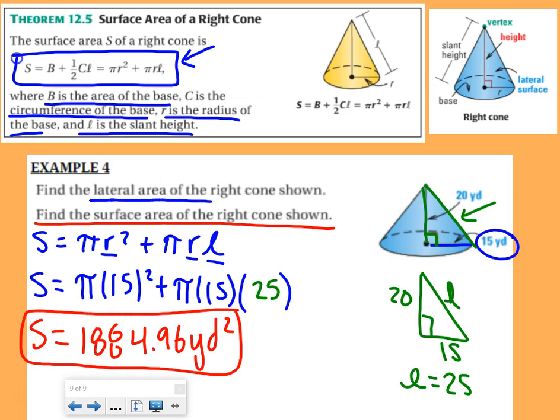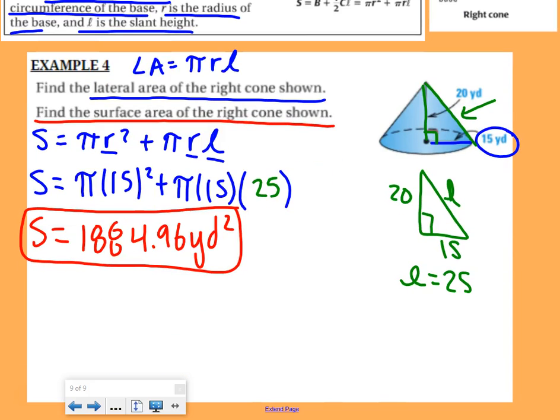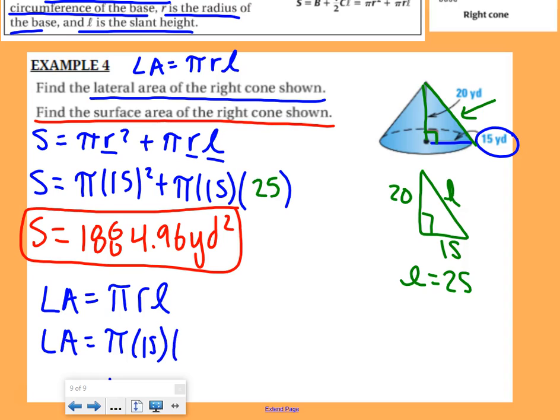The lateral area of the right cone is this last piece here. The lateral area of a cone is just that pi r L piece. So if we can figure out what pi r L is, that'll give us our lateral area. So lateral area is equal to pi r L. We already have all the pieces. Our radius is 15. Our slant height L is 25. Plug those into a calculator, and we get our lateral area is 1,178.1 yards squared.